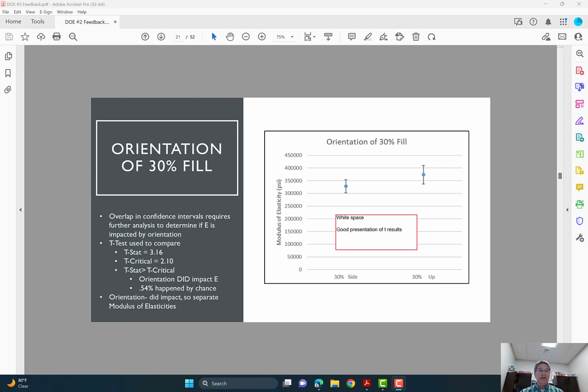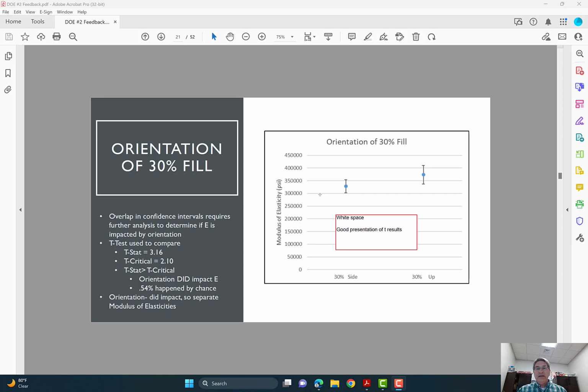Notice also it's really clear, orientation of 30% fill. You know what this graph is about. When you're doing your presentation, one of the things I mentioned in the video about doing presentations is big picture, small. You'd want to say, okay, so now this graph is showing the orientation for the 30% fill. It's going to let us see the difference between side and up. Bammo, I just oriented you to what's on the slide, what I'm going to show you. Now I can draw your attention to what you're going to see.